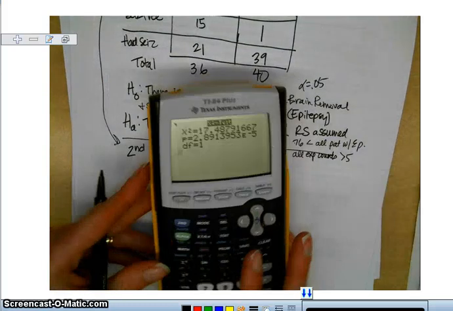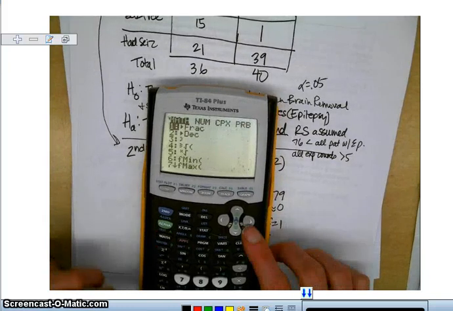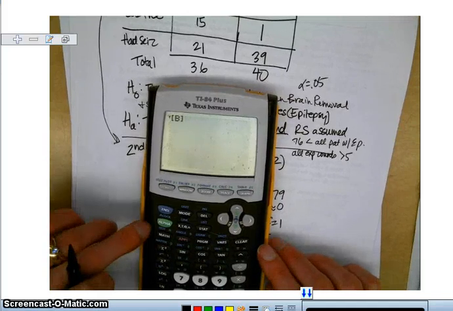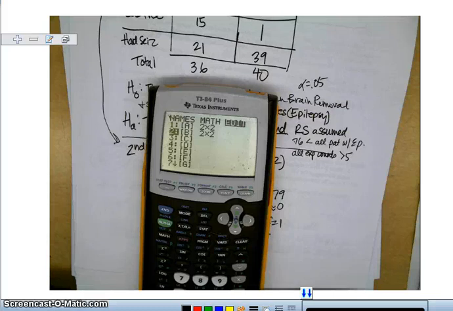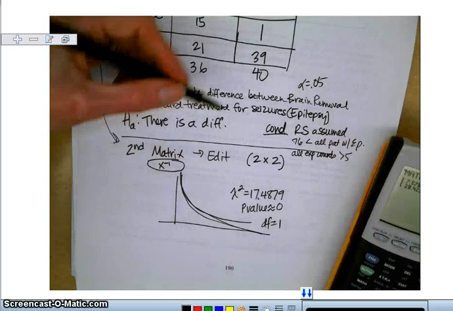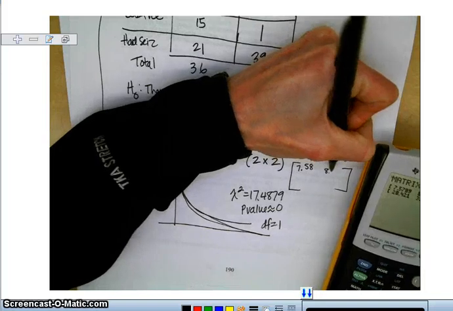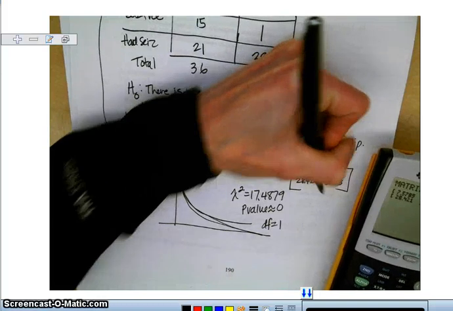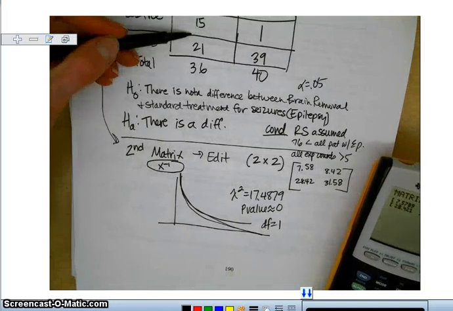So how do we get to our expected counts? Well, our calculator actually finds our expected counts for us. If we go to second matrix, matrix B is right there. I'm going to edit matrix B, and it actually gives me my expected values. I would need to write that down. It's 7.58 and 8.42 and 31.58 and 28.42. So you've got all of your expected values right there, and they are all greater than 5. So there's my observed, my expected.